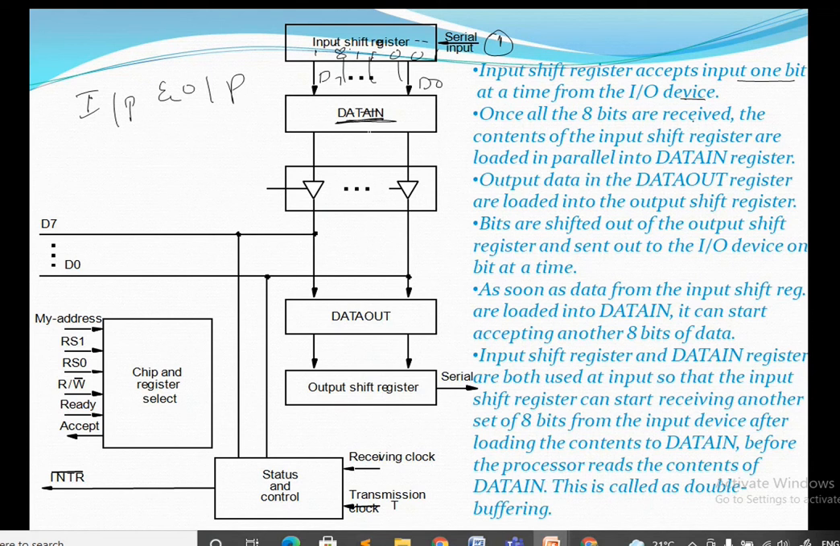So that is how this serial port works. Just remember, the operation is very similar to the parallel interface we discussed previously. It is very similar to that. The only thing is that the beginning part is changed. Here it reads the data in a serial manner, collects all 8 bits, and then in parallel sends the data to the data in register. So that explains in brief how the serial port works.